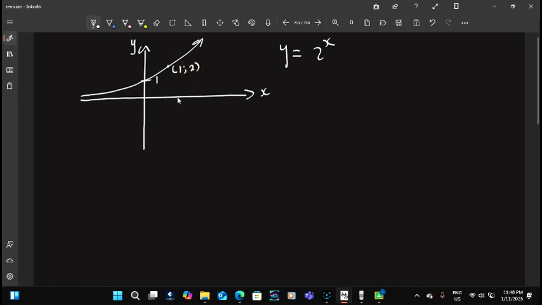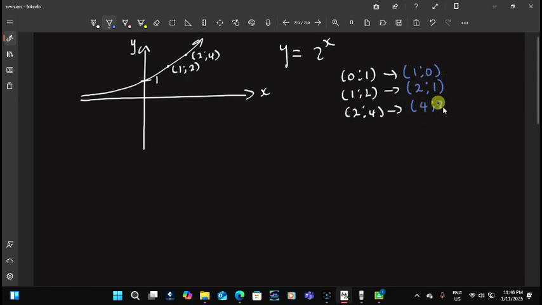So let's check. I have a point that is 0 mapped to 1. I have a point that is 1 mapped to 2. And then, let's try another point. Let's say I substitute 2. It will be 2 mapped to 4. So now I have a point 2 mapped to 4. If I invert it, this one would be 1 mapped to 0 for the new function. Let me use a different color. For the new function, it would be 1 mapped to 0, 2 mapped to 1, and then 4 mapped to 2.